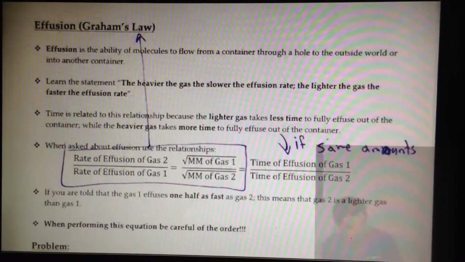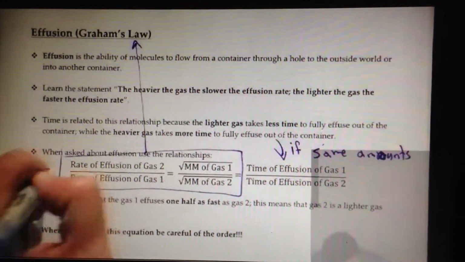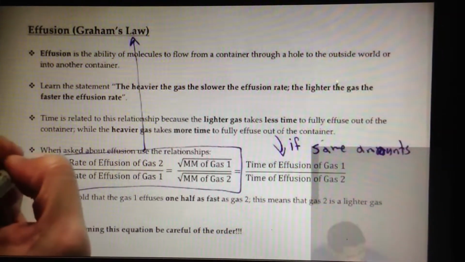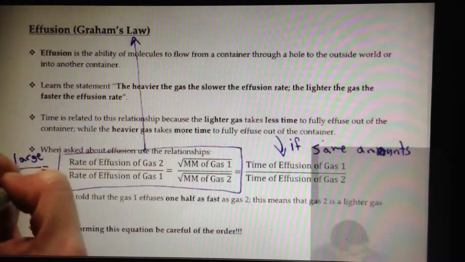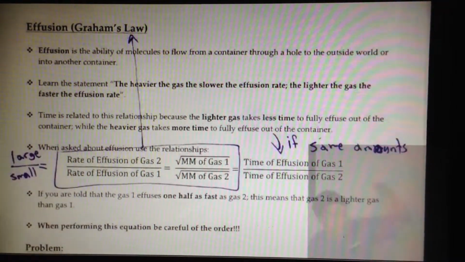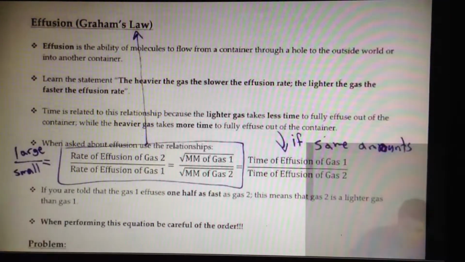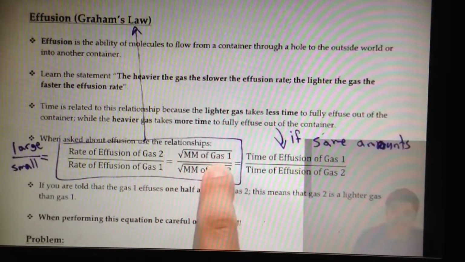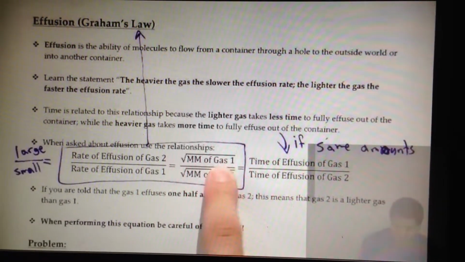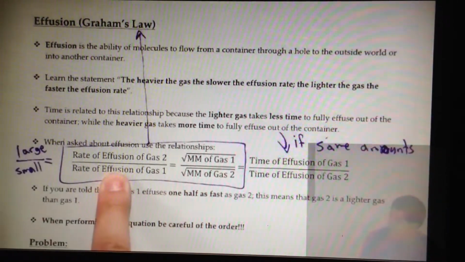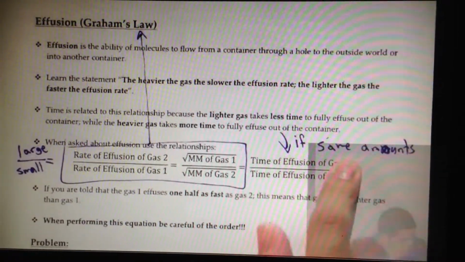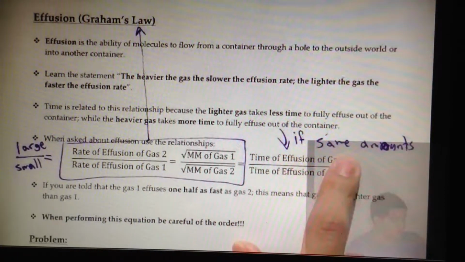Now, one thing that we have to realize here, folks, is that let's just say the number on top is large and the number on the bottom is small. Meaning the top value is high, the lower value is small. So that means gas 1 is very what? Very heavy. Does everybody agree with that? So that means gas 1 is very slow, and gas 1 takes a long time to effuse if you have the same amount. Does everybody agree with that?